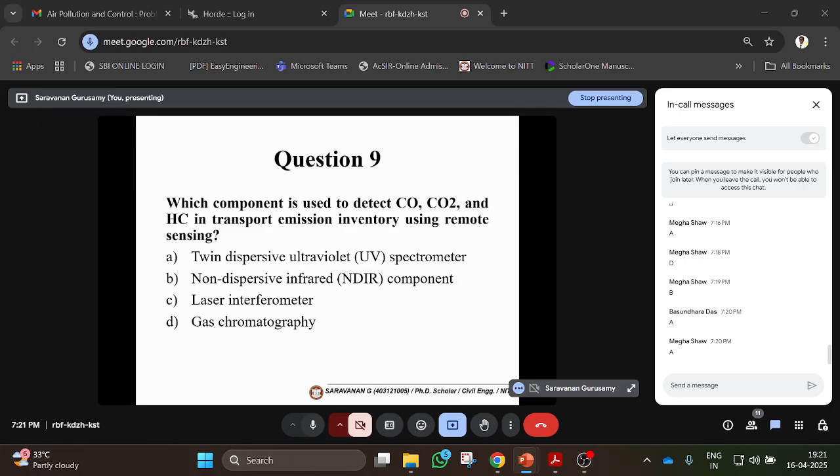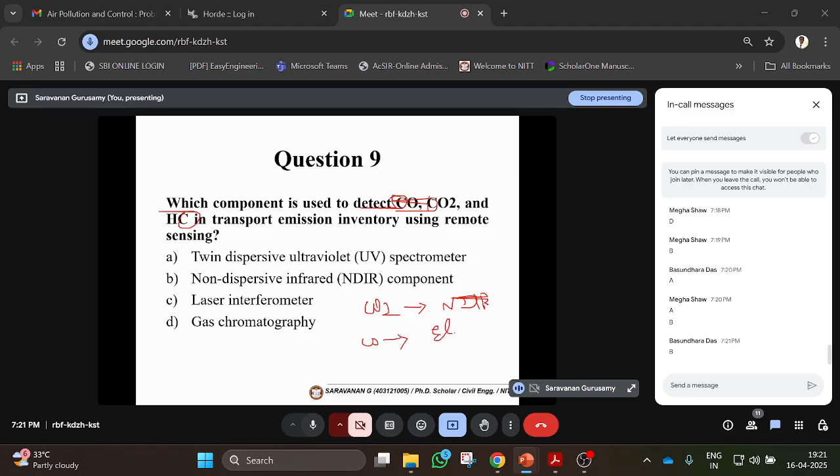Okay. Which component is used to detect CO, CO2? Yesterday also we have discussed the same, right? HC. So all are having carbon. So which is used to measure carbon? NDIR sensors, non-dispersive infrared. That's what we discussed yesterday also, right? So all carbon can be measured with the NDIR. So CO2 in the handheld sampler we have measured with the NDIR. CO we have measured with the electrochemical based sensors.